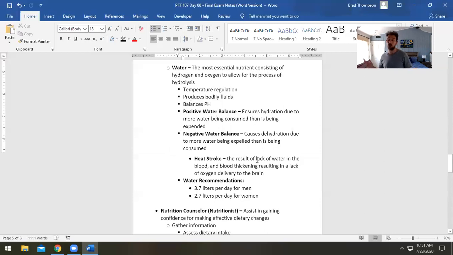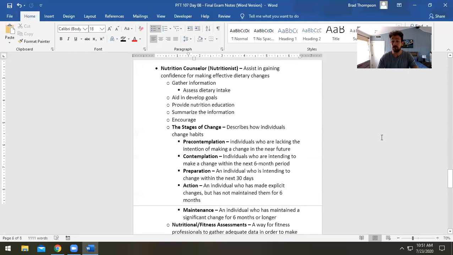So how do we ensure that we're in a positive water balance? Well, ideally, we want to consume around 3.7 liters per day if you're male, or around 2.7 liters per day if you are female. And that's just barely less than a gallon for most men.